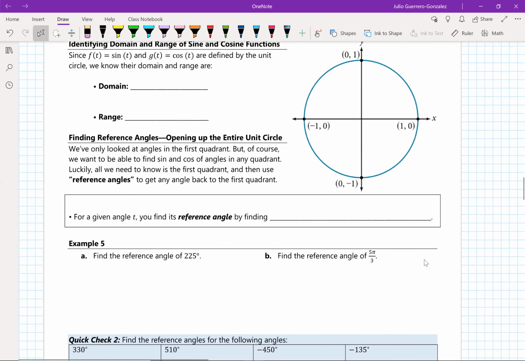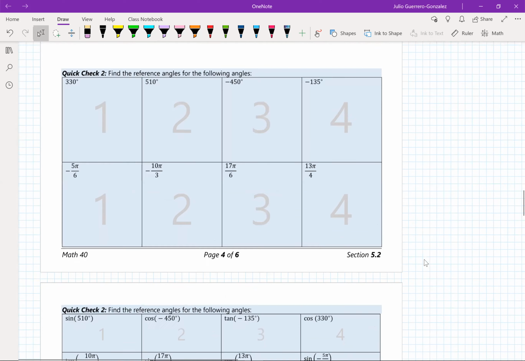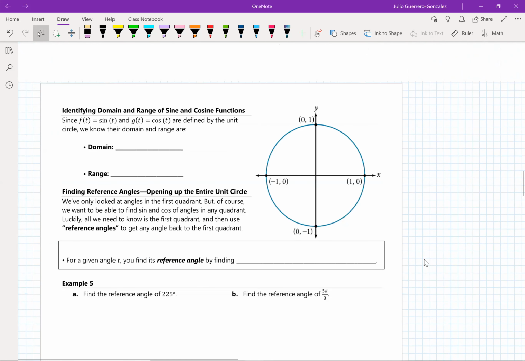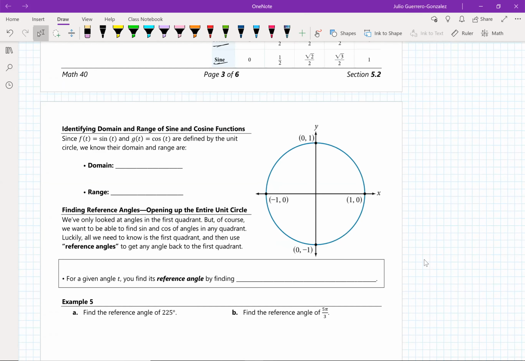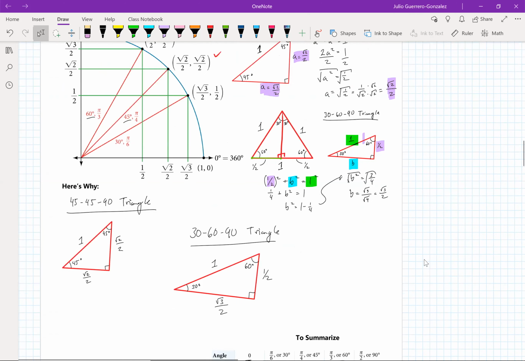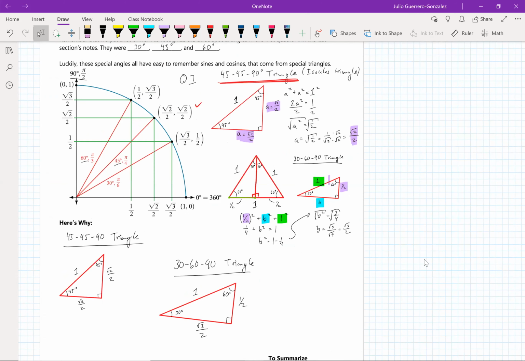Let's see. How much do we have left? You know what? Let's go on a break for a little bit, 5 minutes, and we'll come back and do the rest of this. Professor, can you leave it on the triangle ones? Yeah, that one? Okay.